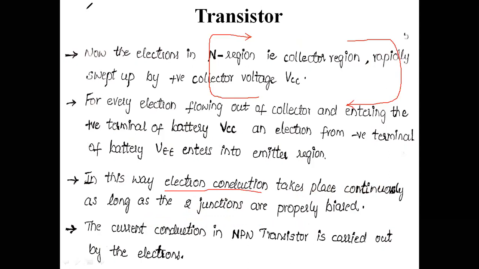The current conduction in an NPN transistor is mainly carried out by electrons only, whereas in a PNP type of transistor, current conduction is mainly because of holes.